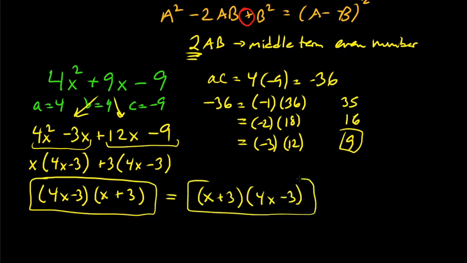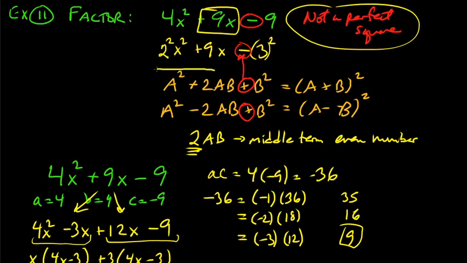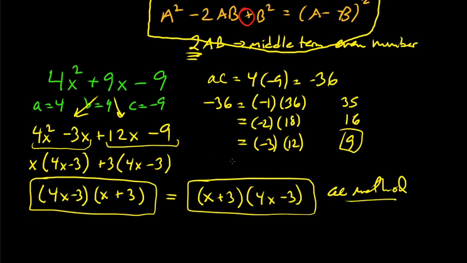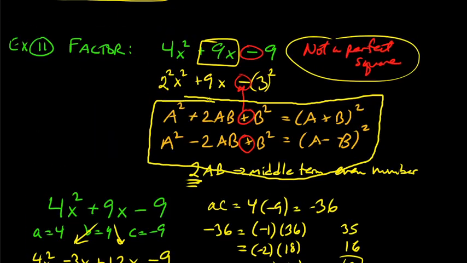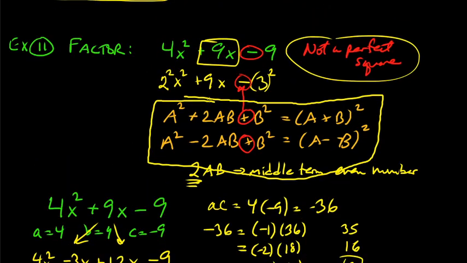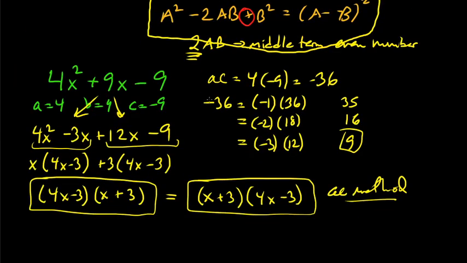Okay, so another example of the AC method, just to show you that the perfect square trinomials, well, they're great when they work. When they don't work, you're stuck with the AC method. Okay. So that should do it for perfect square trinomials. And I know this wasn't a perfect square trinomial. Neither was this one. So, all right, maybe I'll give you one more.